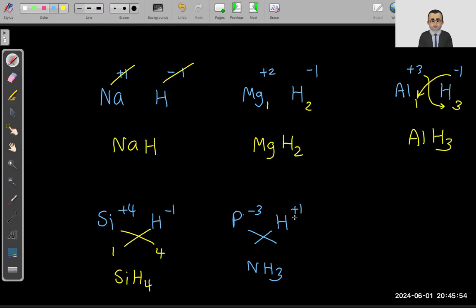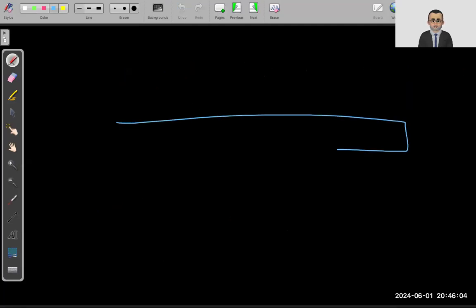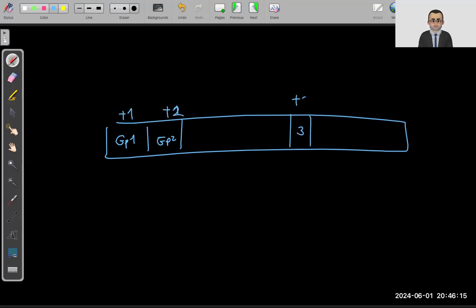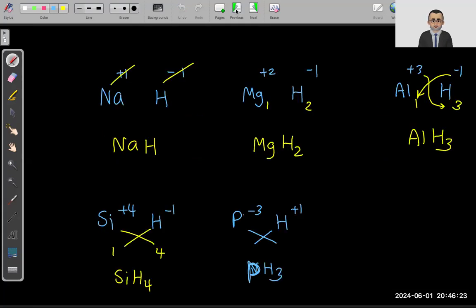Phosphorus is -3, and hydrogen is +1, so it becomes BH3 when you reverse the numbers. Where did you get these numbers from? +1, +2, +3, +4? It's as we agreed before. Any element in group 1 becomes +1. Any element in group 2 becomes +2. Any element in group 3 becomes +3. Any element in group 5 becomes -3. Group 6, -2. Group 7, -1. You have to memorize this very well.